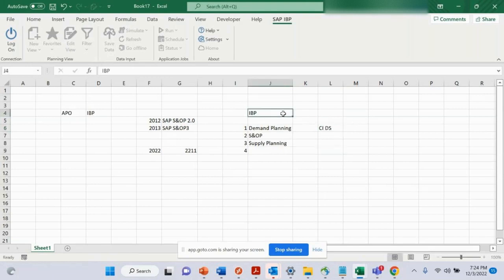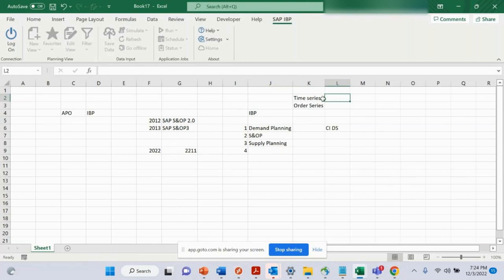Let me mention that in IBP we can do two types of planning. One is time series and the next one is order series. In the time series part, it comes as finite heuristic, infinite heuristic, and optimizer as well. And in order series, we have sales and response and supply planning and the optimizer as well. The integration that we use in time series is CIDS, and the integration that we use for order series is SDI and RTI.